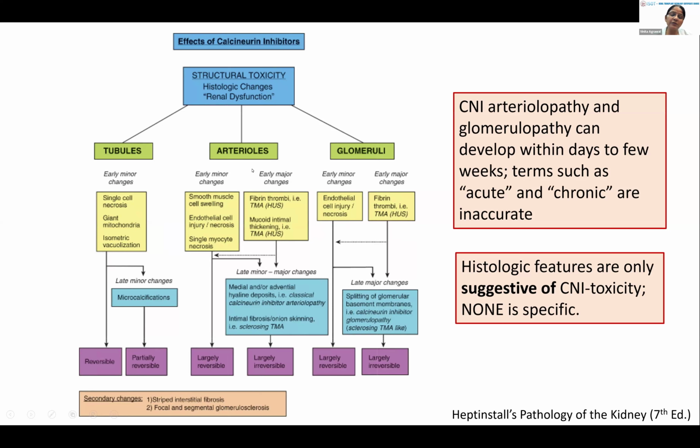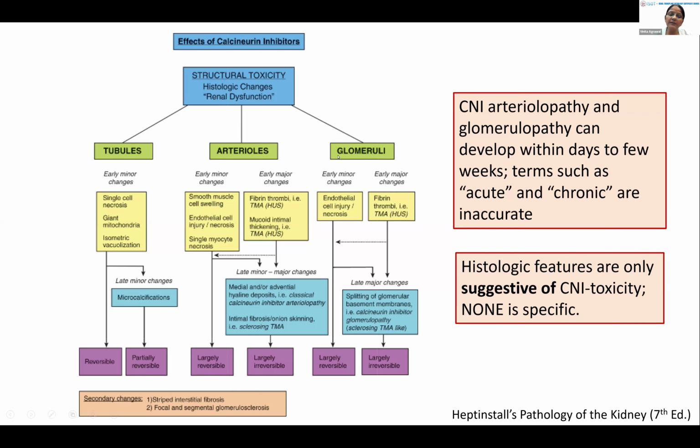In terms of arterioles, when we look at early minor changes, it basically causes smooth muscle cell swelling and endothelial cell injury. It also causes single myocyte necrosis. Again, at this stage, this change is largely reversible. However, at later stages, you may have hyaline deposits in the vessels and intimal fibrosis and onion skinning, which leads to sclerosis, and then they become largely irreversible. Apart from these minor changes, there can be major changes in the arterioles, which are basically related to the thrombotic microangiopathy-like lesions, which I'll be showing you later.